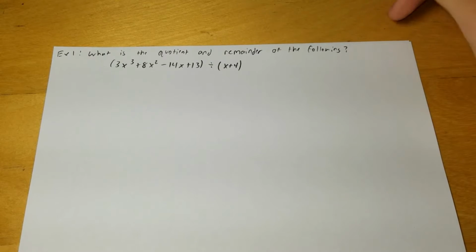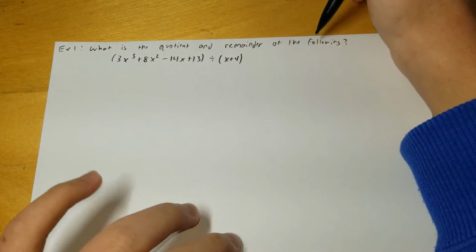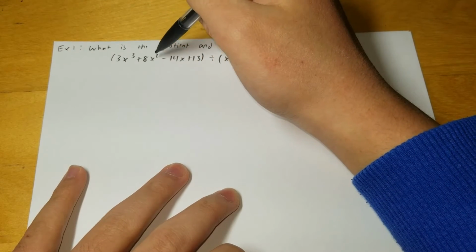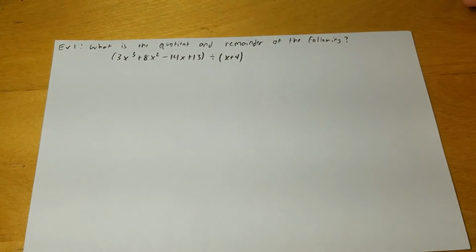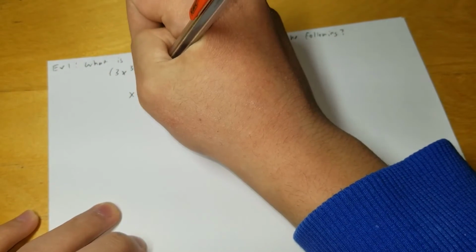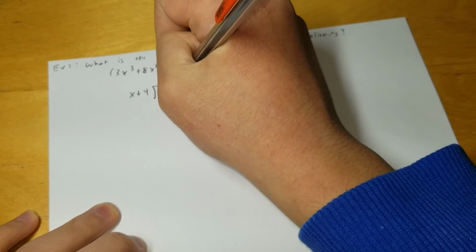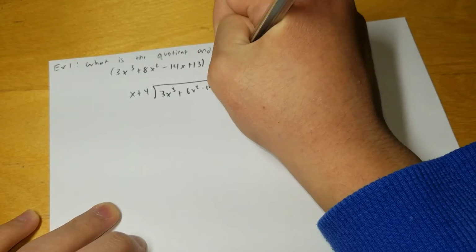Okay, so let us do an example. What is the quotient and remainder of the following? 3x cubed plus 8x squared minus 14x plus 13 divided by x plus 4. So, first step, set it up. x plus 4, then 3x cubed plus 8x squared minus 14x plus 13.